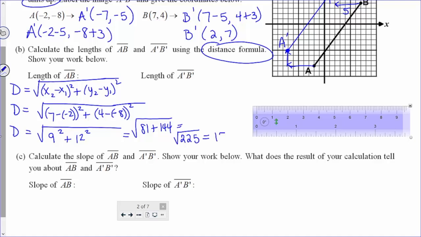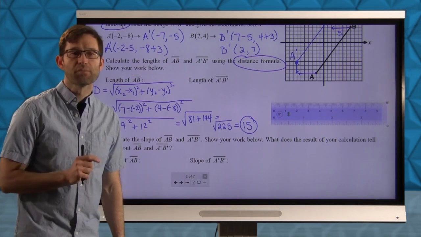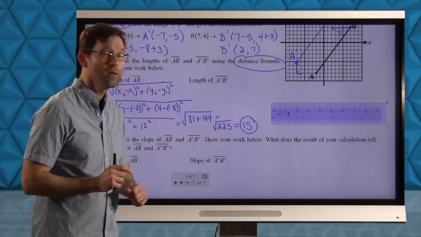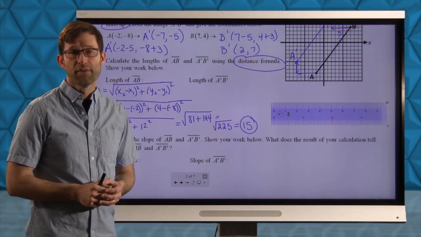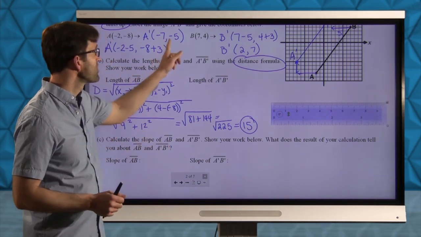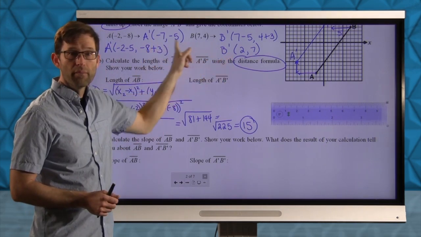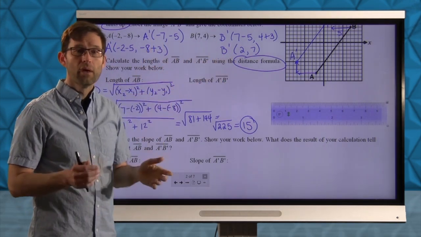225 is a nice perfect square. Its square root is 15. So the length of segment AB is 15 units long. What I'd like you to do now is use the distance formula to calculate the distance between A prime and B prime. Go ahead and do that.